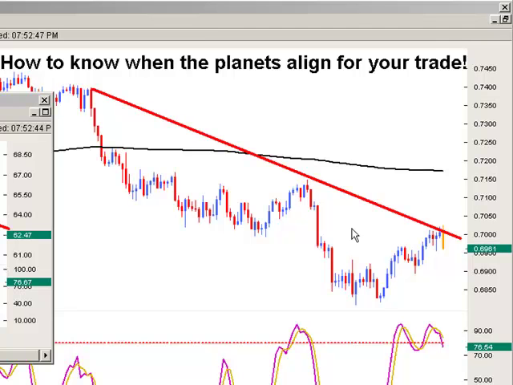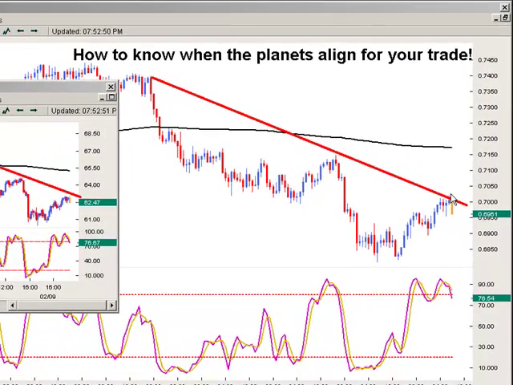So the best scenario you can have technically is to have a downtrend and have it pull back and honor your trend line, so that you're off to the races for it to head to new fresh lows, in this case, since we're in a downtrend.